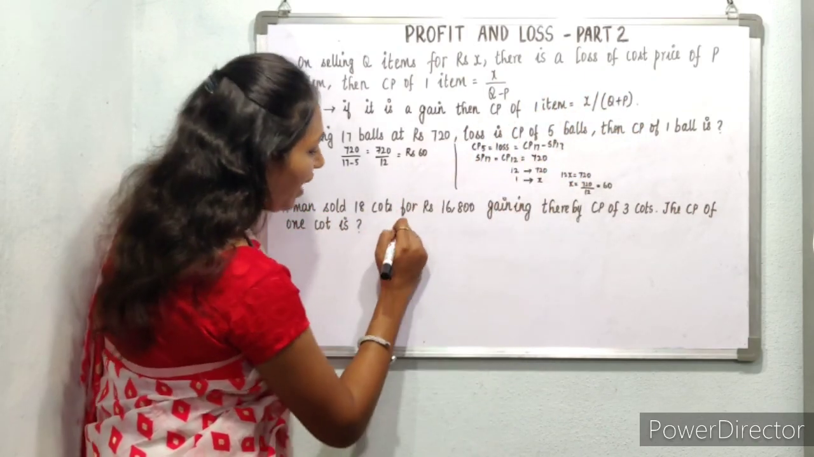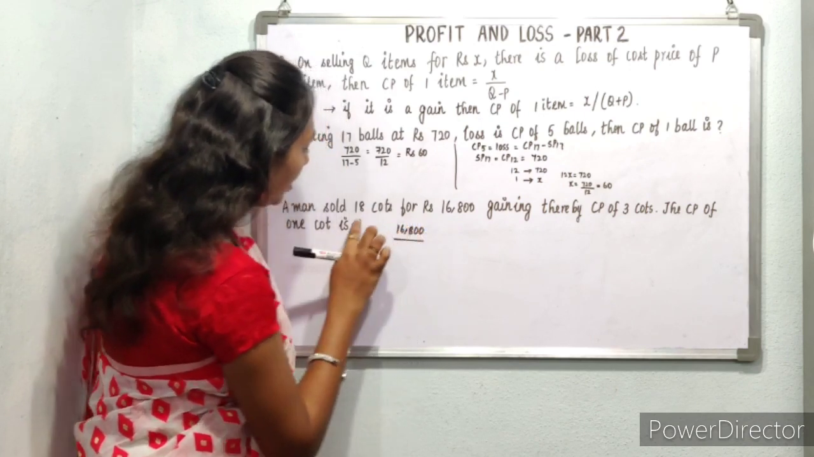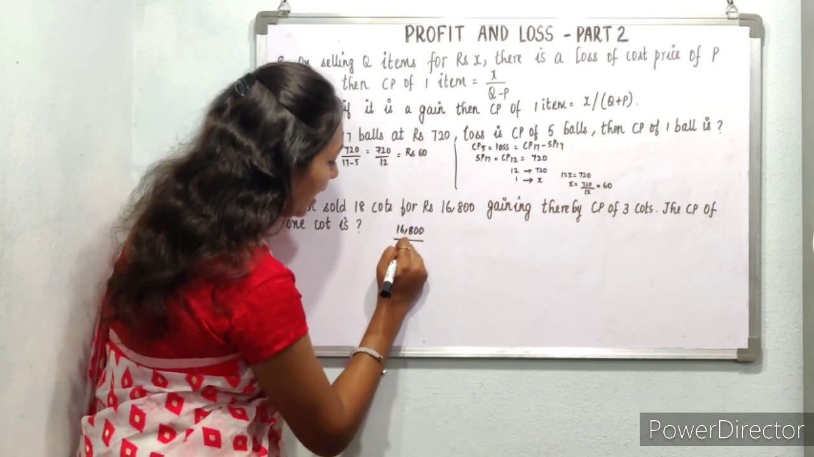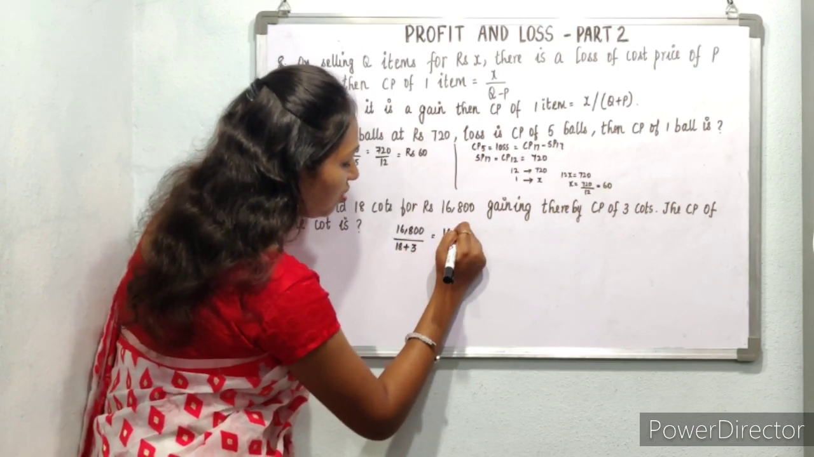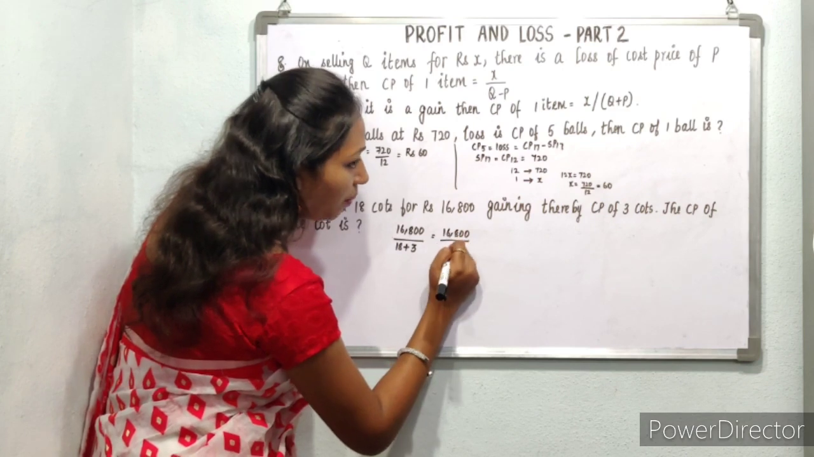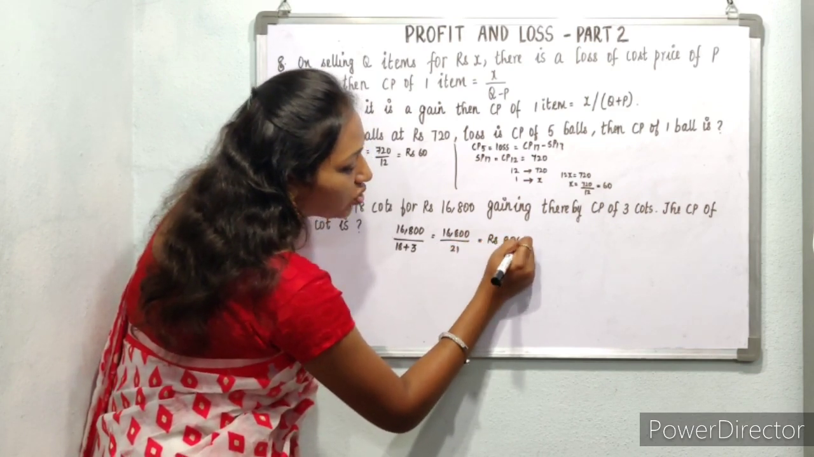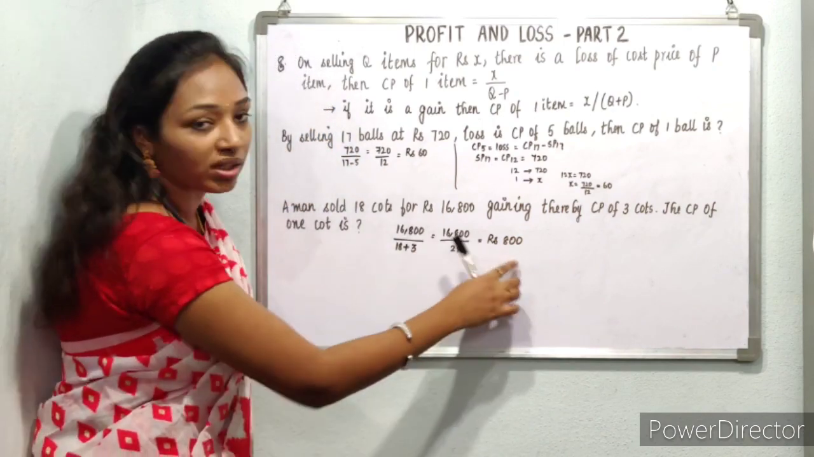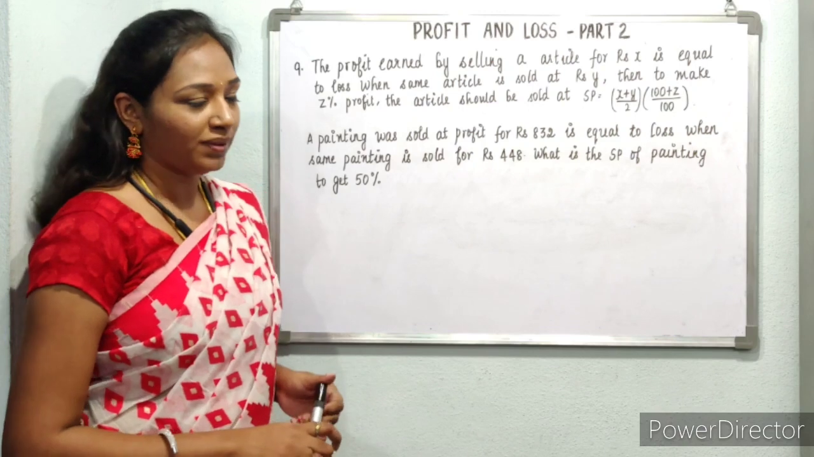So we have the value of X is 16,800 divided by the value of Q is 18, value of P is 3. So we have 16,800 divided by 21, which is equal to 800 rupees. So the cost price of one cot is 800 rupees. Now we'll go to the next formula.